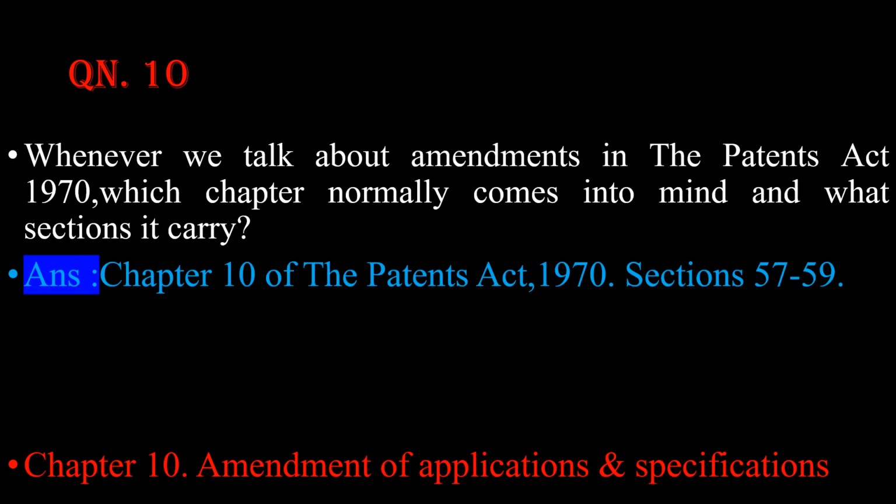Fine. Now the last question, that is question number 10. Whenever we talk about amendments in the Patents Act 1970, which chapter normally comes to mind and what sections does it carry? The answer is chapter 10 of the Patents Act 1970, and this carries sections starting from 57 and ending at section 59. For this, please refer to chapter 10, that is amendment of applications and specification.